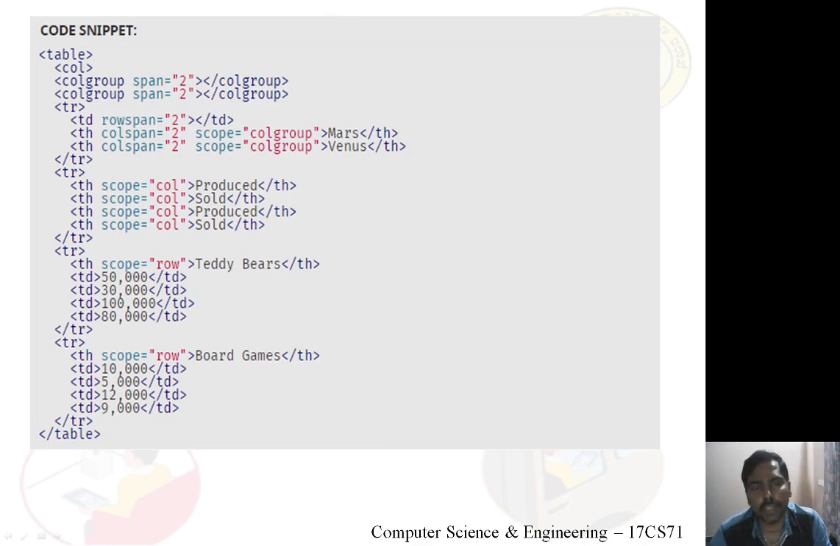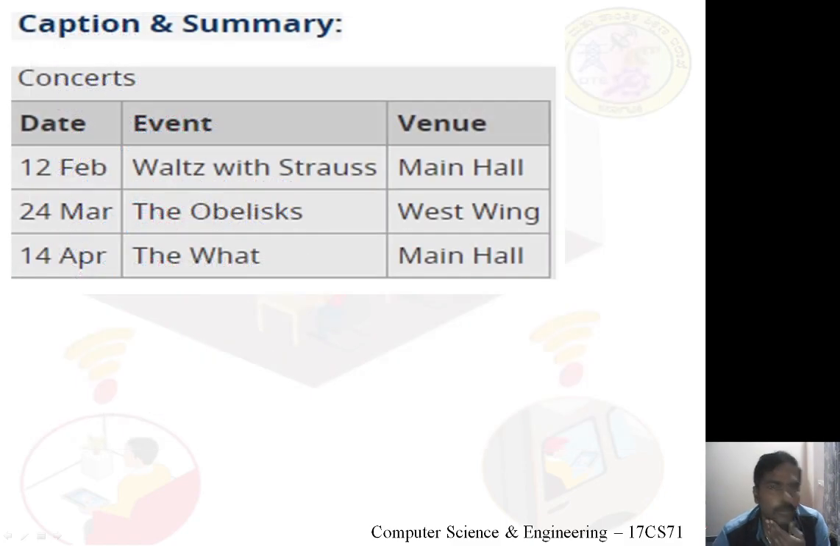And this is the code fragment to create those irregular headers. Now caption: I need to make use of the caption tag, and here there is only a single header, that is, the first row of the table is a header. So I need to make use of the caption tag, and for the first row I'm making use of the th tag.